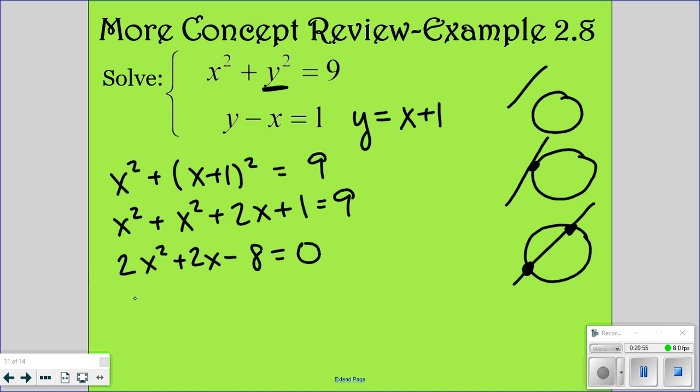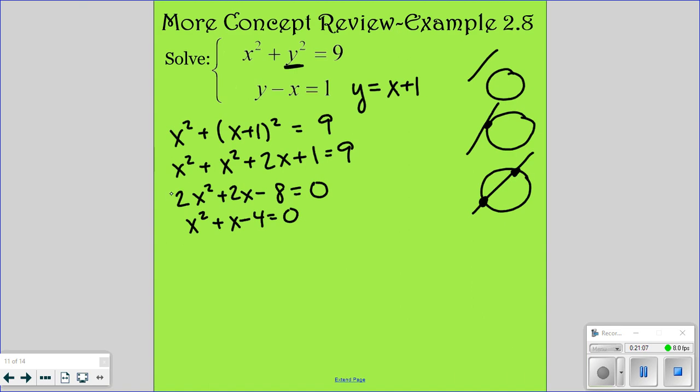We can divide all of those by 2. And you're wanting to hopefully factor it. And unfortunately, it does not factor. So you can either use completing the square or quadratic formula from here. I personally prefer quadratic formula, so that's what I'm going to default to. But if you prefer completing the square, feel free to use that.